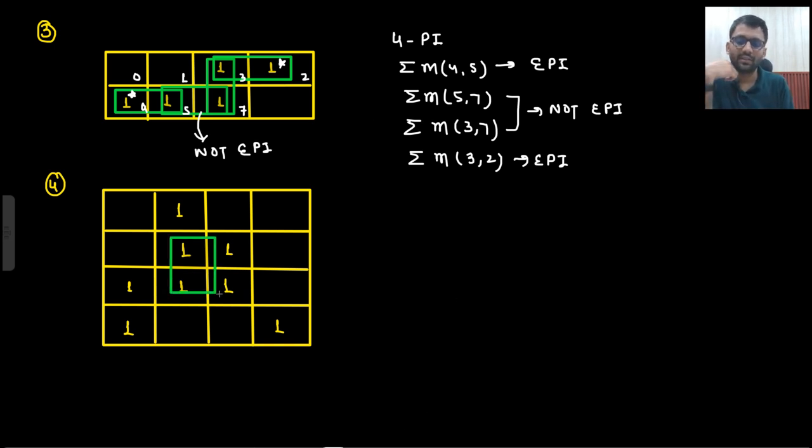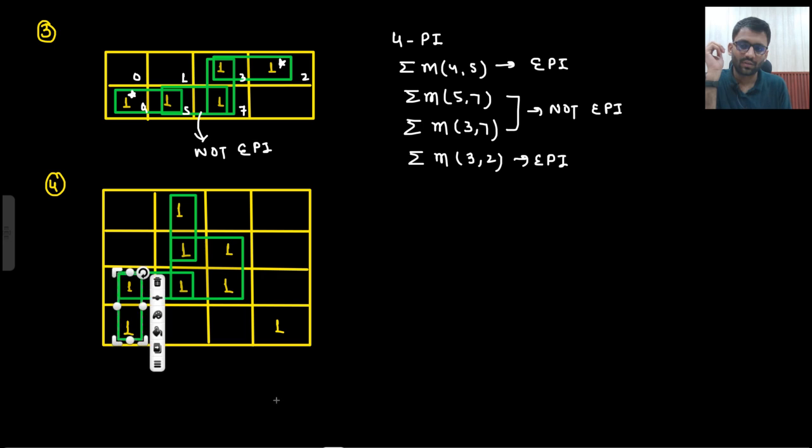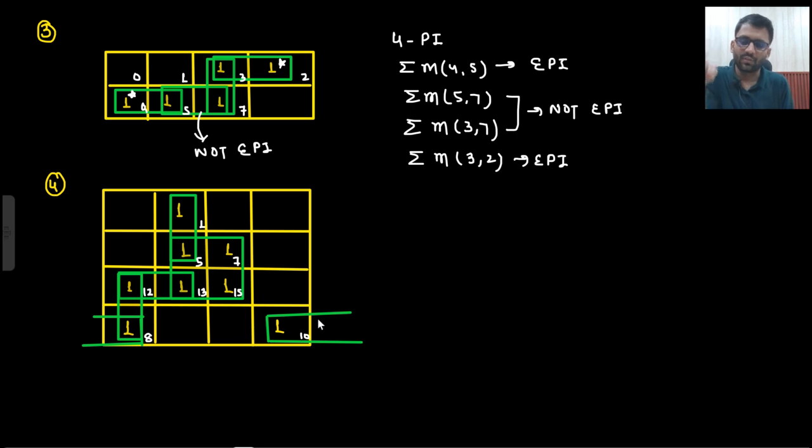Let's start with this one. 1 quad, you can see biggest pair. 2, 3, 4, and then 5. Should write down all the numbers: 0, 1, 2, 3, 4, 5, 6, 7, 8, 9, 10, 11, 12, 13, 14, 15. So 1, 2, 3, 4, 5. 5 prime implicants are there.